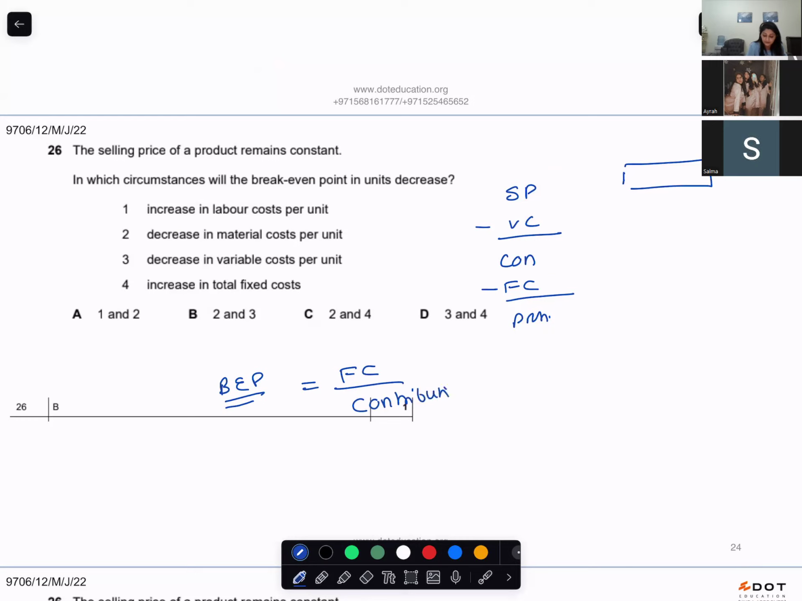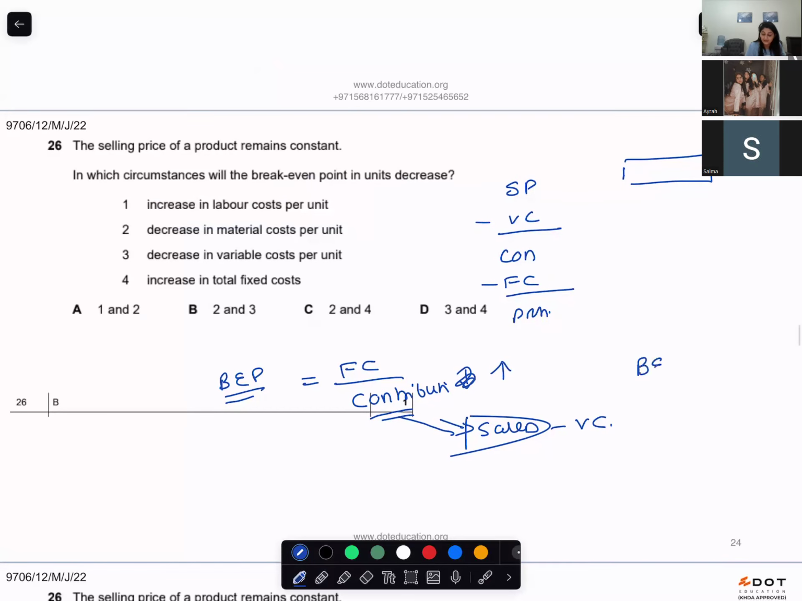And contribution is made up of what? The selling price minus the variable cost. This is remaining constant. If the contribution per unit will increase, the break-even point will reduce.